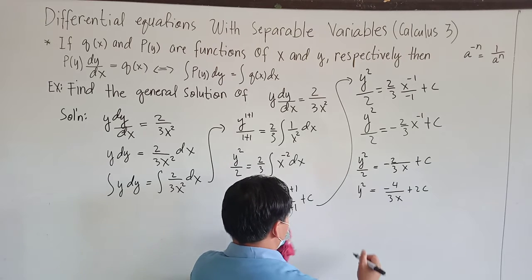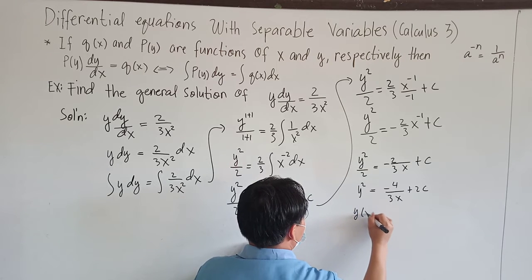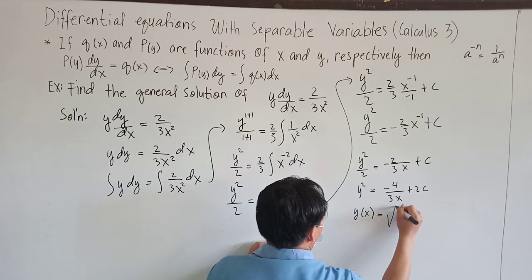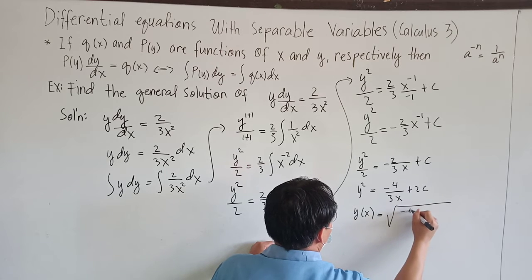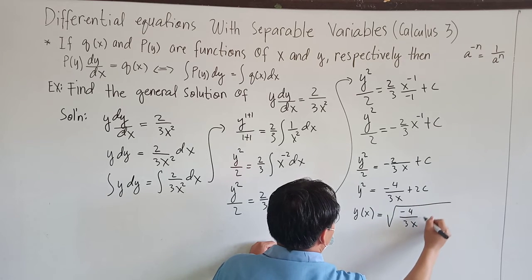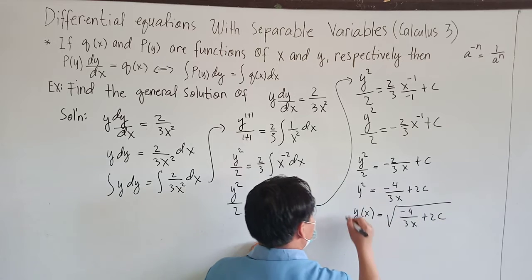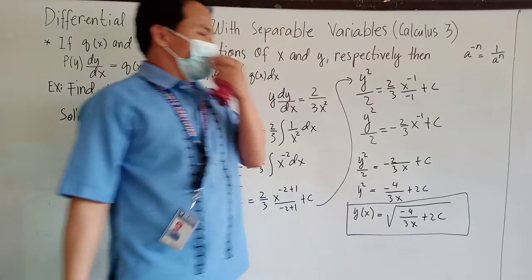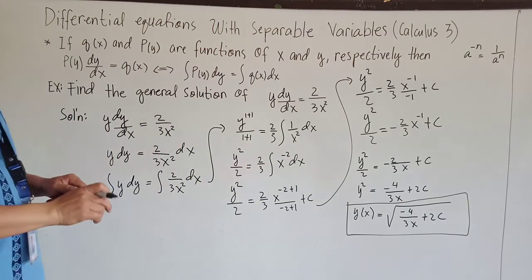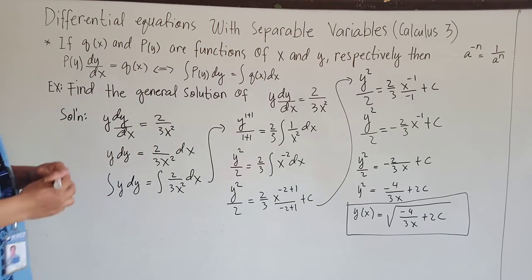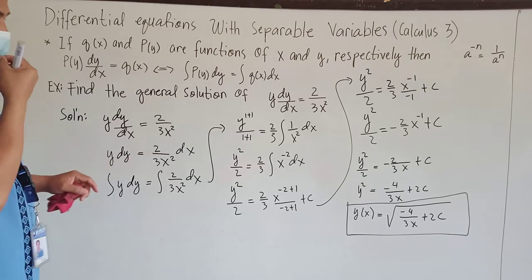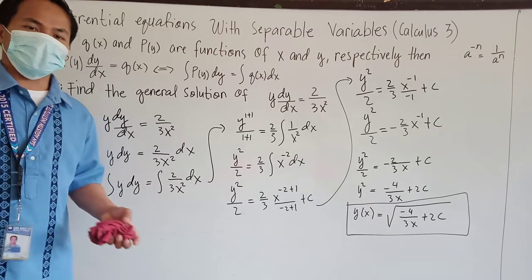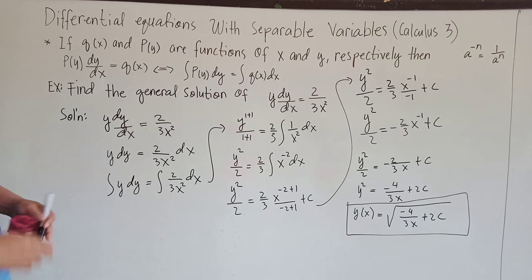Then the final solution, so we have here y of x is equal to the square root of negative 4 over 3x plus 2c. So this one is what we call the general solution of this given separable variable differential equation. This one is the first differential equation actually.